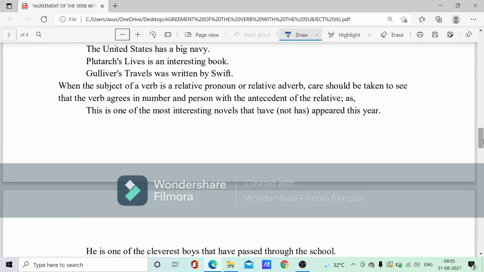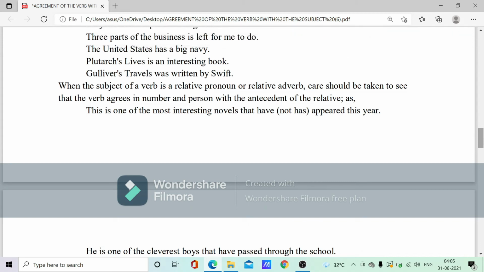Next, when the subject of a verb is a relative pronoun or relative adverb, care should be taken to see that the verb agrees in number and person with the antecedent of the relative. My dear students, before I tell you about this rule, you need to know what an antecedent is, right? Antecedent क्या होता है ये आपको बहुत ज़्यादा जानने की ज़रूरत है.